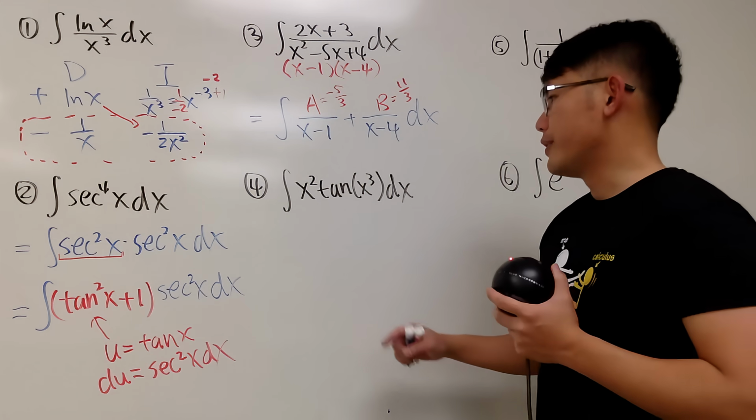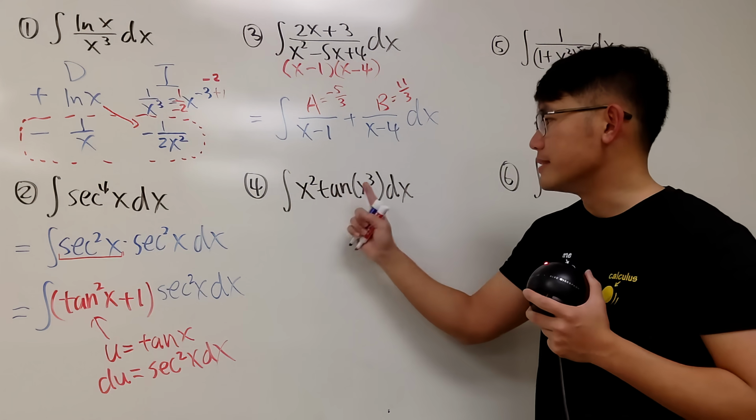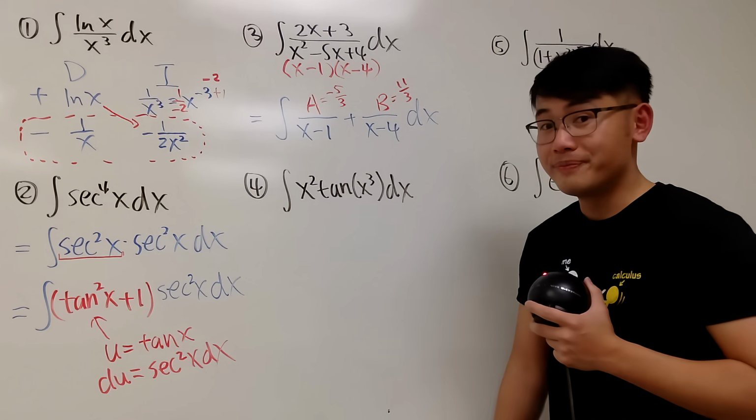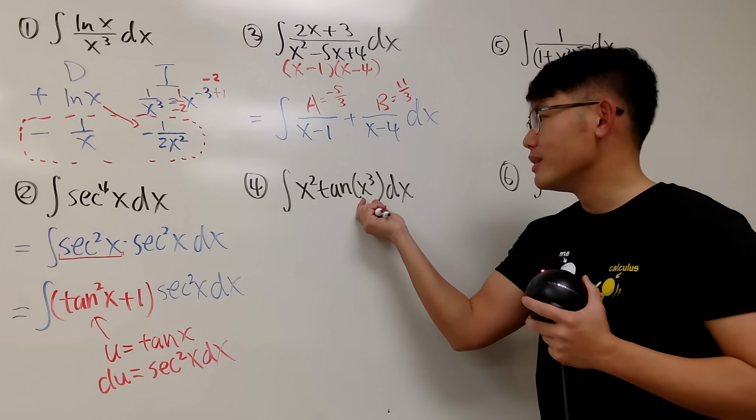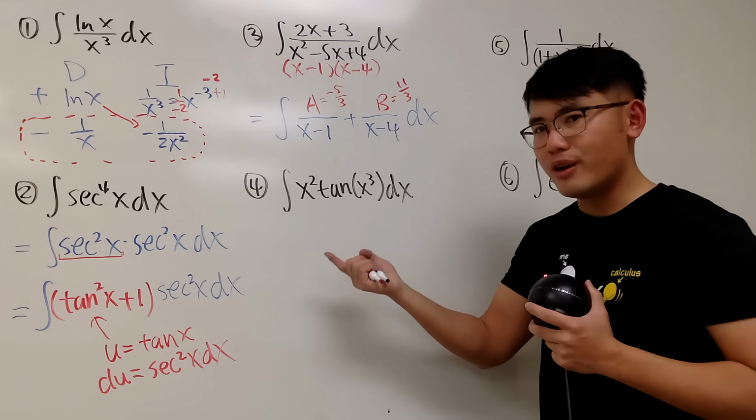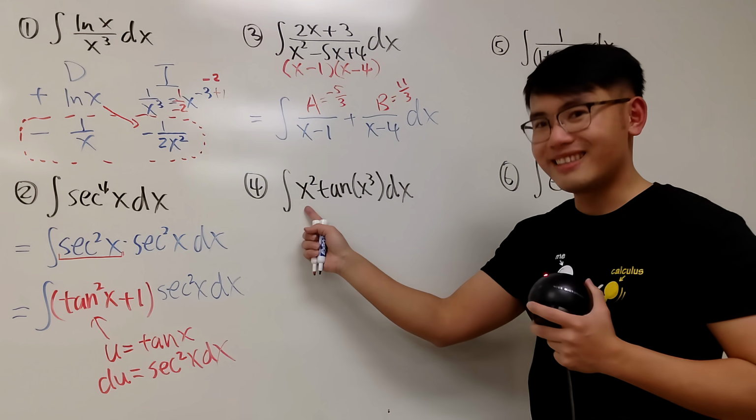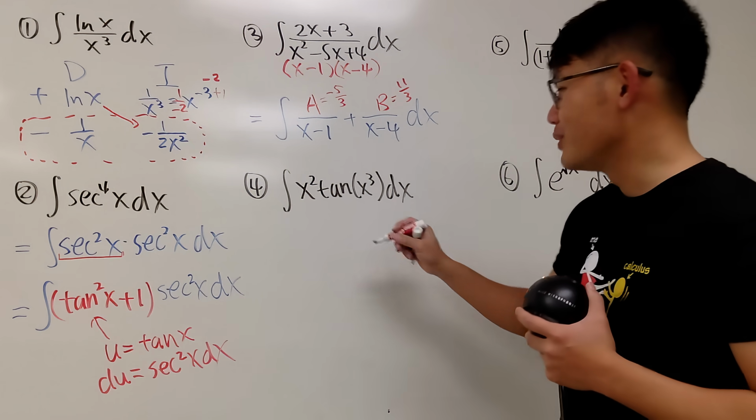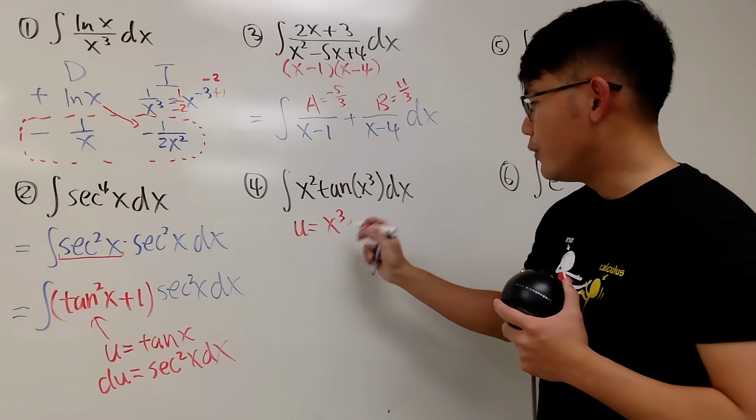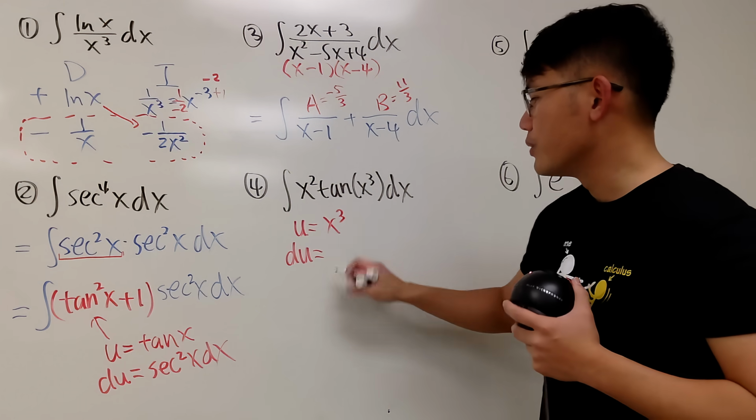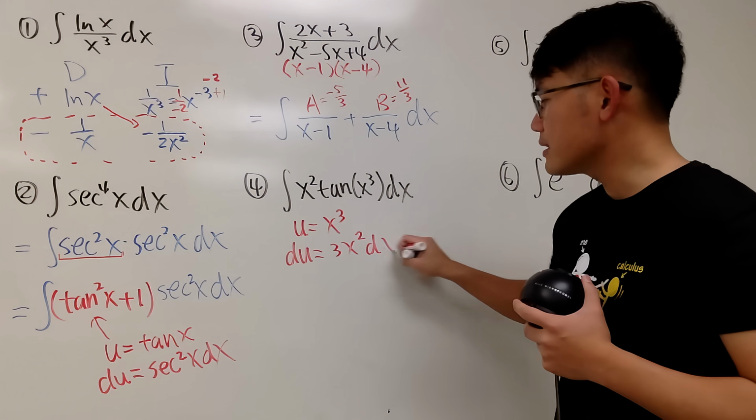Now let's take a look right here. The integral of x squared times tangent of x to the third power. What do we do? Take a look at the inside. X cubed. When you differentiate x cubed, you get 3x squared. We do have the x squared on the outside that can help us out. So we can just do this by u sub. Let u equal x cubed. And then from there, we get du equal to 3x squared dx.